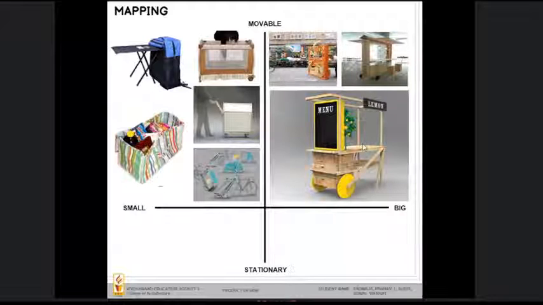So after doing case studies, the next step was mapping. We divided into four parameters that were movable, stationary, big, and small. And after that, we started placing the case studies in their categories. So these are some of the case studies which we placed in movable and big. And there are also small ones, which are movable, carryable. These are movable plus small. They can be carried, and these are big enough.